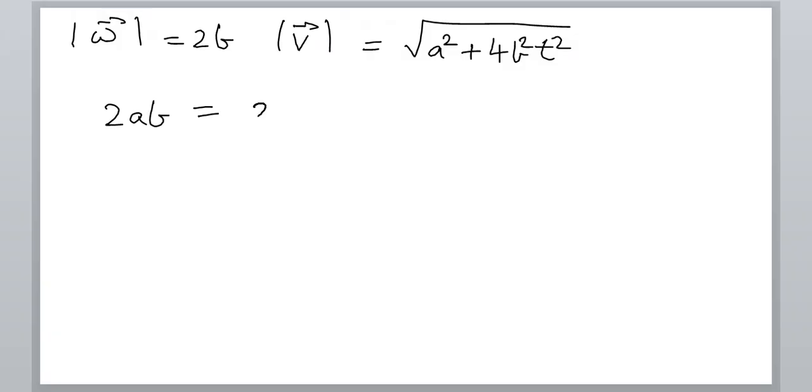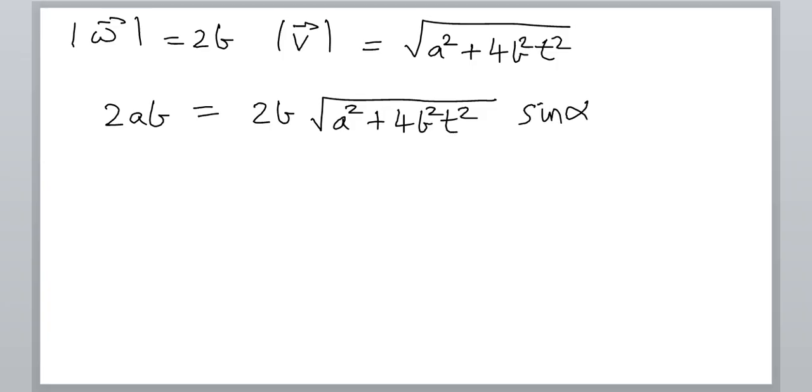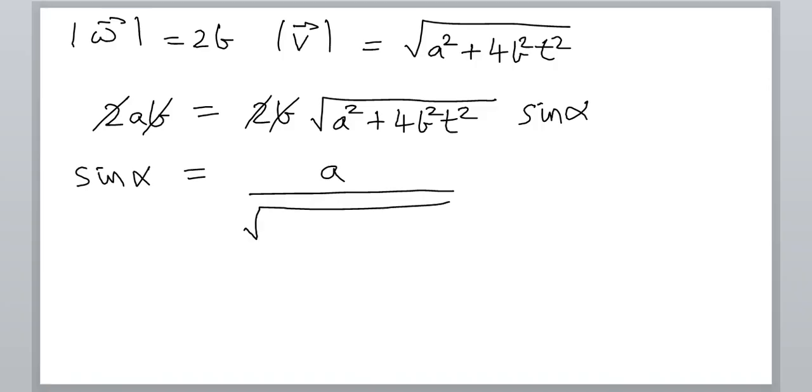This is equal to 2b into the square root of a square plus 4b square t square, multiplied by sine alpha. So sine alpha is, one more thing, this 2 will cancel out with this 2 and this b will cancel out with this b. So we will be left with sine alpha equal to a divided by the square root of a squared plus 4b squared t squared. So this is the value of sine alpha.